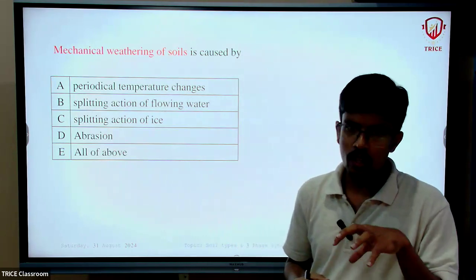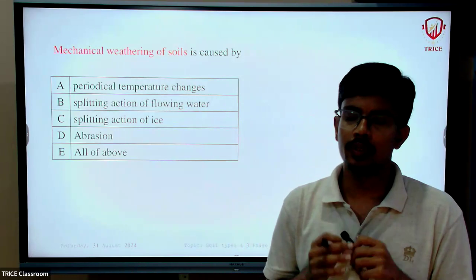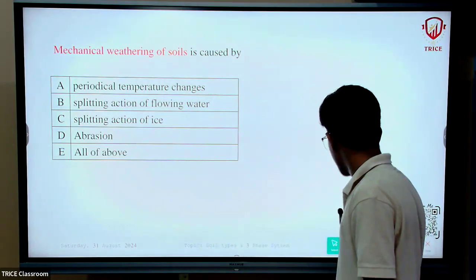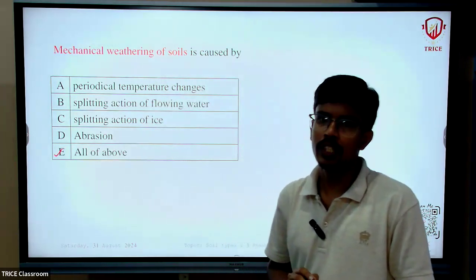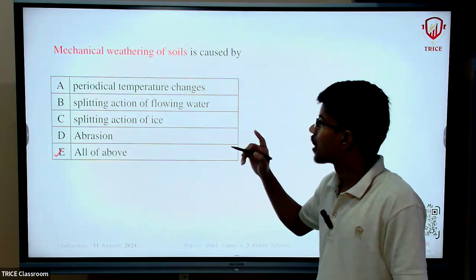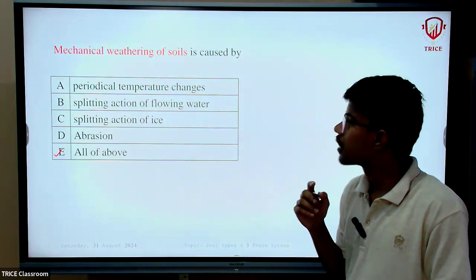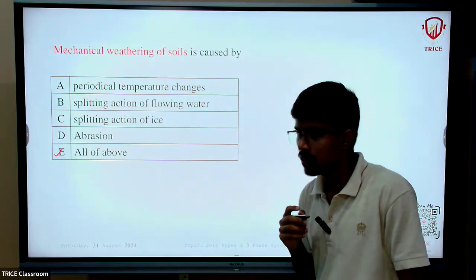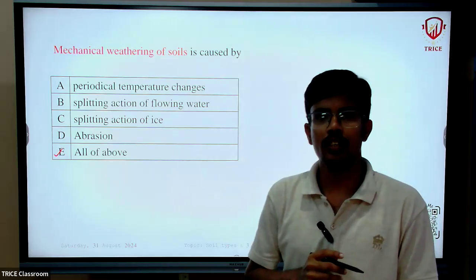But when you say the soil gets weathered, it requires additional parameters. So this answer will be all of the above. It requires the seasonal temperature variations, the splitting action of the flowing water, then the splitting action of the ice, then abrasion. These are what we call mechanical weathering, right?